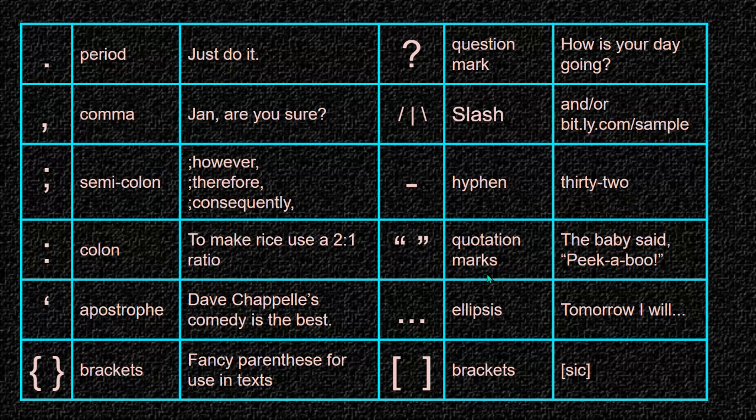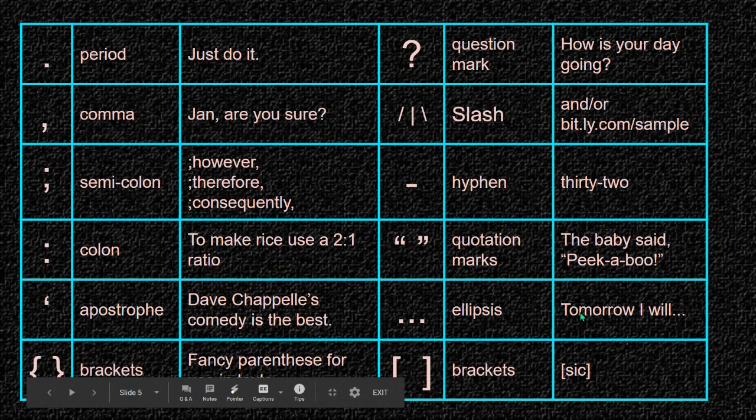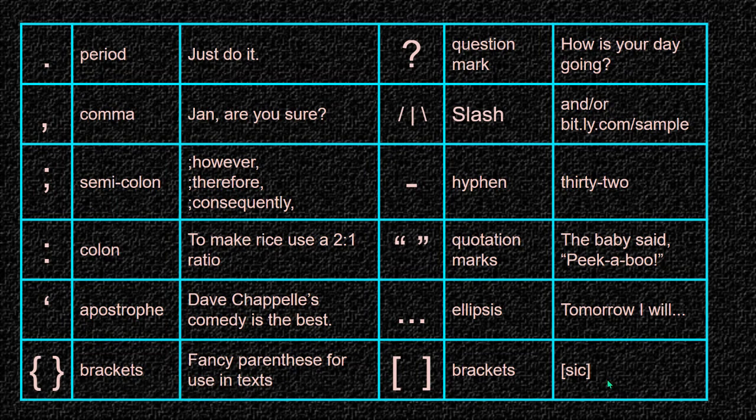We have the quotation marks. The baby said peekaboo. We have the ellipses, which is, tomorrow I will dot dot dot, right? That means to be filled in later. And then you might see this. You see this in the newspaper sometimes. You see a bracket, sic, bracket. That means that the misspelling in a quotation was already there before they put it in the newspaper.